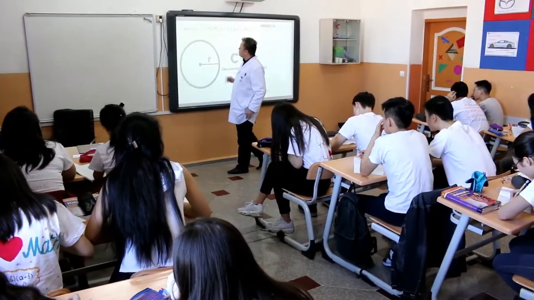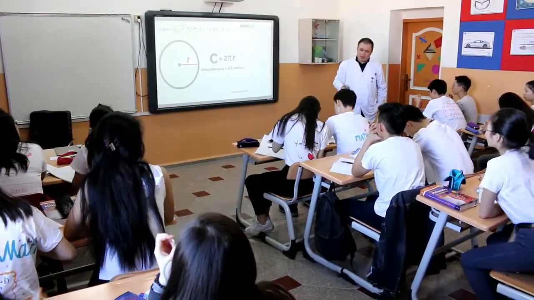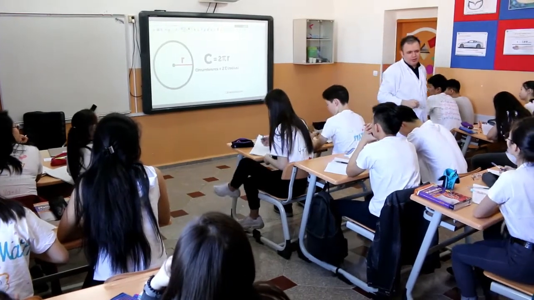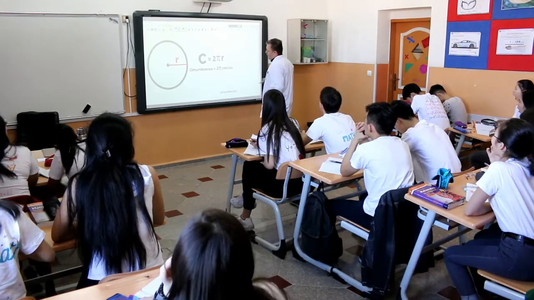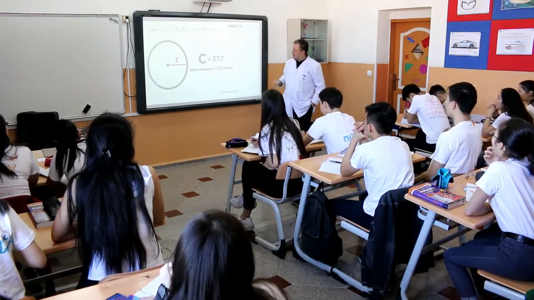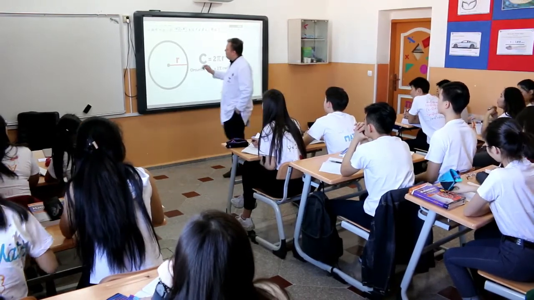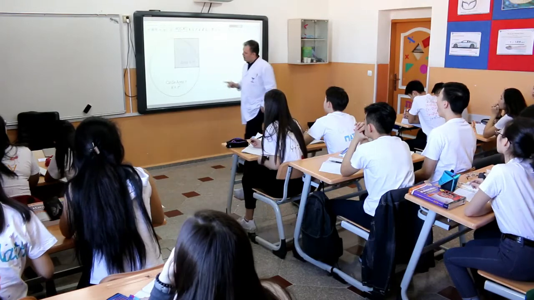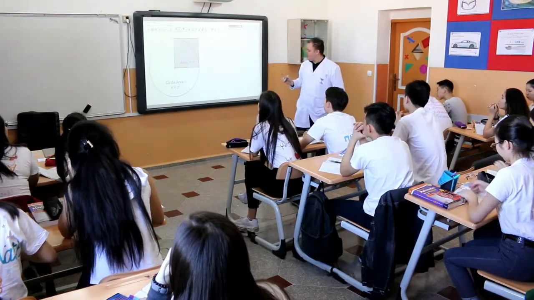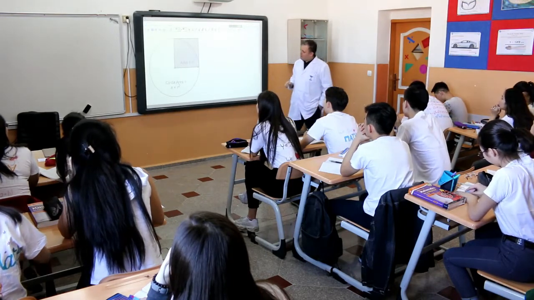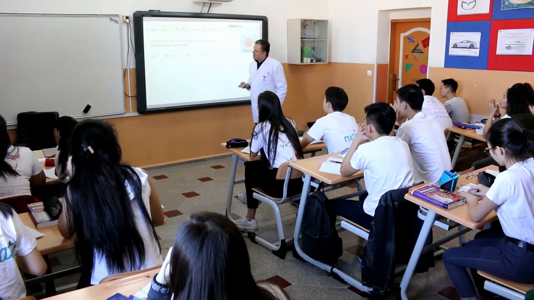Okay, next one. Circumference of circle. What's circumference? Perimeter of circle. And we know that it's equal to 2 pi r, represented by C. C is equal to 2 pi r. And another thing: area of circle. What's the area of circle? Pi r square, right? Let's start to solve the questions.